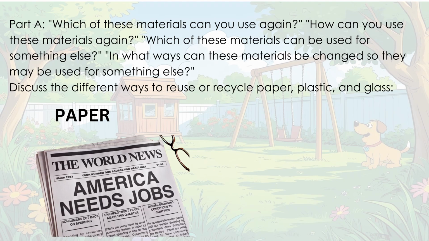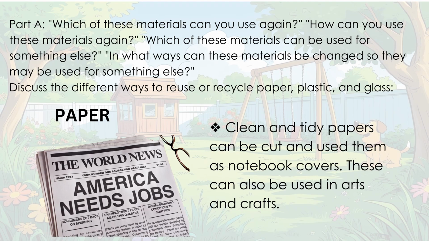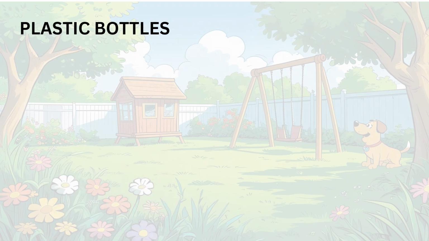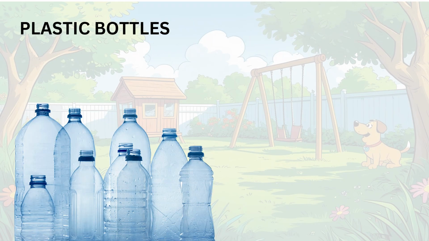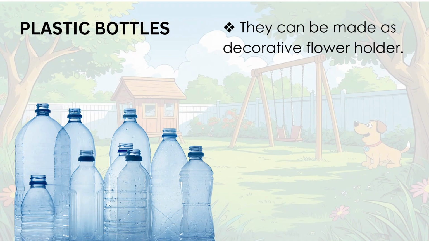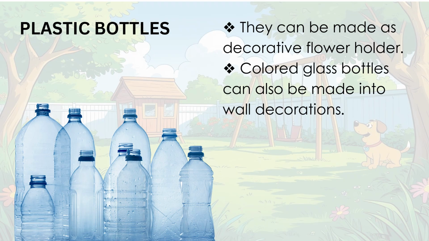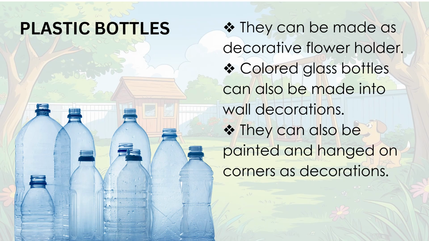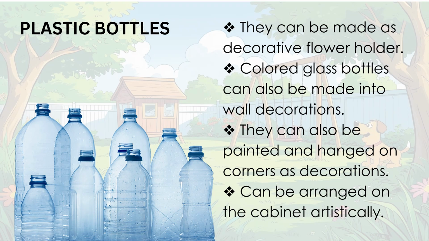We have here paper and newspaper as examples. Clean and tidy papers can be cut and used as notebook covers. These can also be used in arts and crafts. Plastic bottles can be made into decorative flower holders. Colored glass bottles can also be made into wall decorations. They can also be painted and hung on corners as decorations, or arranged on the cabinets artistically.